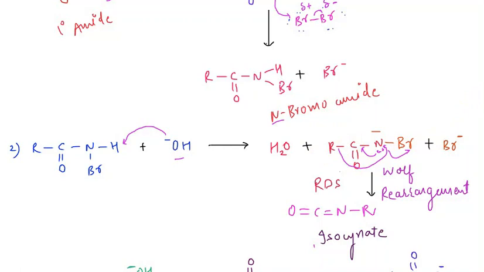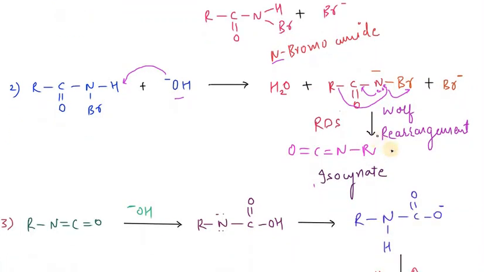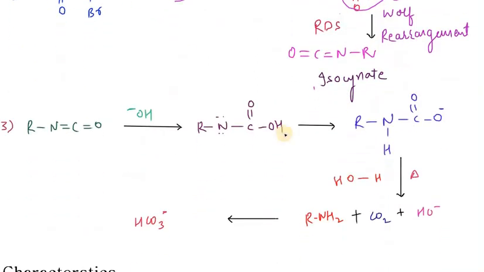All this together is known as the Hoffmann rearrangement. So there is a formation of isocyanate here. The alkyl group migrates from the carbon to the nitrogen as the bromide ion departs, and this produces an isocyanate. Now in the isocyanate, the hydroxide ion attacks over here, and there is a negative charge on nitrogen also.